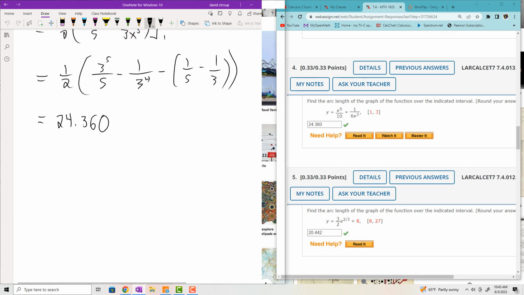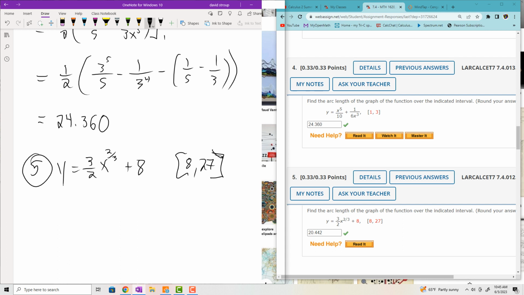Number 5 is a little bit more complicated of a problem. We have y equals 3/2 x to the 2/3 plus 8, and we want to integrate from 8 to 27. Again, let's get the derivative and square it first. I got 3/2, power rule, bring down the 2/3, and you get x to the 2/3 minus 3/3, which is minus 1/3. Derivative of a constant is 0. So it's just x to the negative 1/3. Squaring that, you multiply the exponent, so you get x to the negative 2/3.